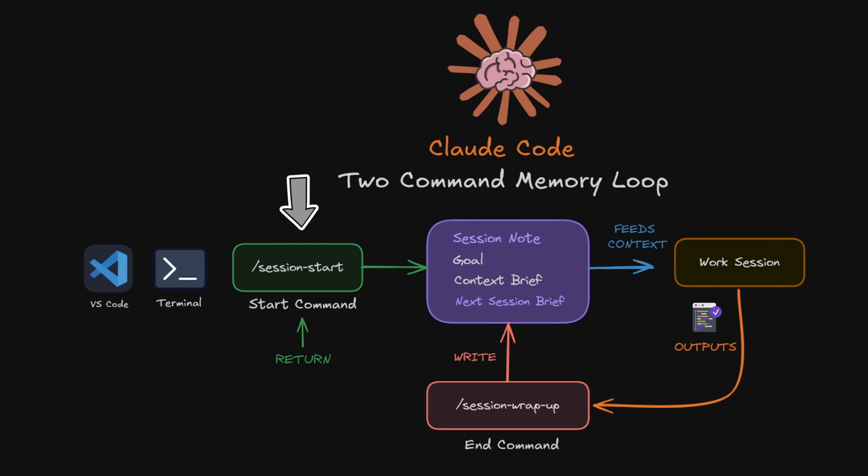Whenever I start a Claude Code session, I'm going to use my session start command, and that's going to check my session note to let Claude know about my goal, my context brief, and my next session brief. So it's going to feed the context into my work session, and it'll keep track of all the outputs and then write back to the session note. And once I've finished my session, I'll use the session wrap up command. That way, if I get distracted or I want to end halfway through, I can wrap up the session and then continue on at another time. So let's see how it works with a real example in Obsidian.